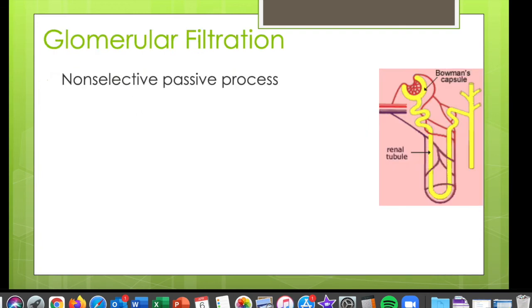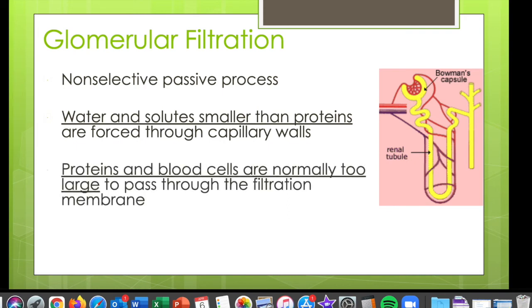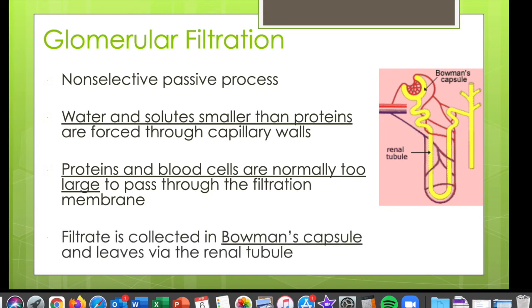So with glomerular filtration, it's a non-selective passive process, so it's not going to need energy. What's going to happen with this is that water and small solutes, so things that are smaller than proteins typically, are going to be forced through the walls of the capillary. And again, the capillaries would be right in here in the glomerulus inside of Bowman's capsule. Usually proteins and blood cells are too large to pass through, so they will stay inside the capillaries. And then the filtrate, what's coming out of the blood here, is going to be collected in Bowman's capsule, and it's going to leave down here through the renal tubule.